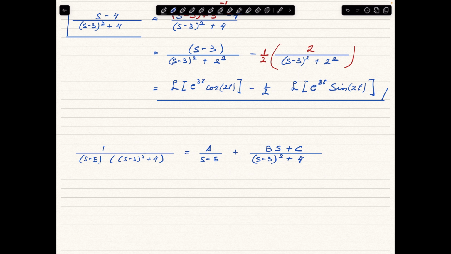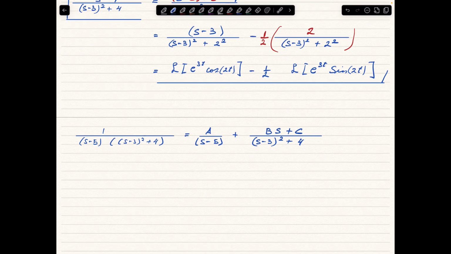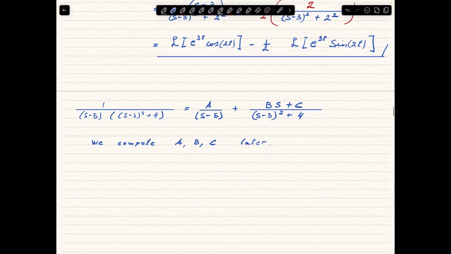And the way to do it is the same way we did it in the previous example. We are going to leave it as an exercise. Suppose we have this, we have done the calculation and we have a, b, and c. So what we are going to do is we are going to compute a, b, and c later. And now we continue the calculation. So suppose we have a and b and c.